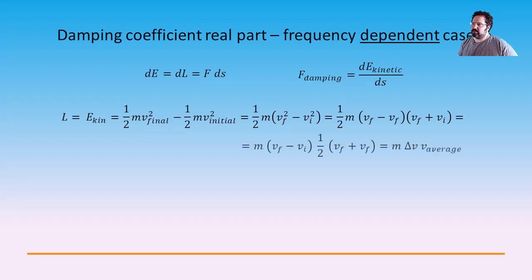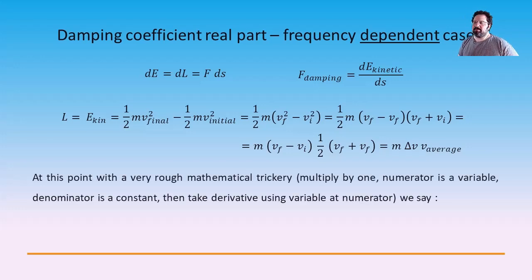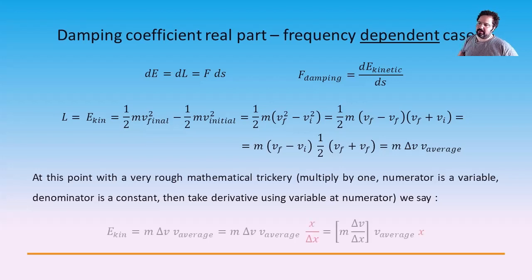And then you shift the position, and you end up with having velocity difference times mass times an average velocity. At this point, with a very rough mathematical trickery, multiply by 1, numerator is a variable, denominator is a constant, then take derivative using variable at numerator, we say this thing.